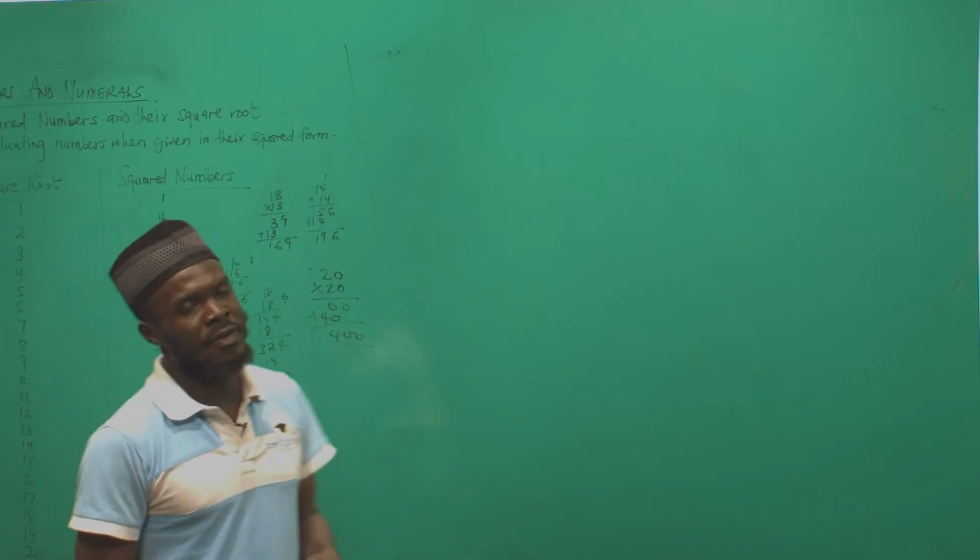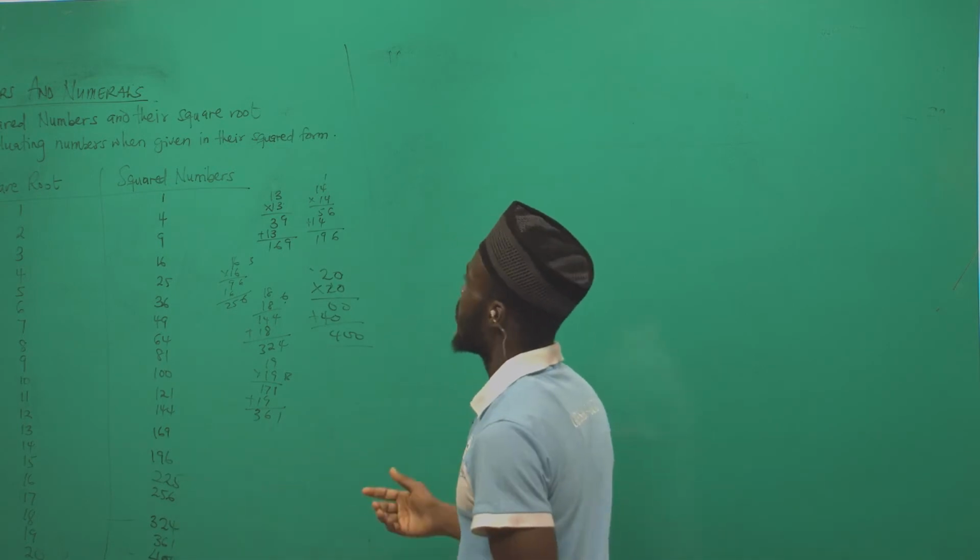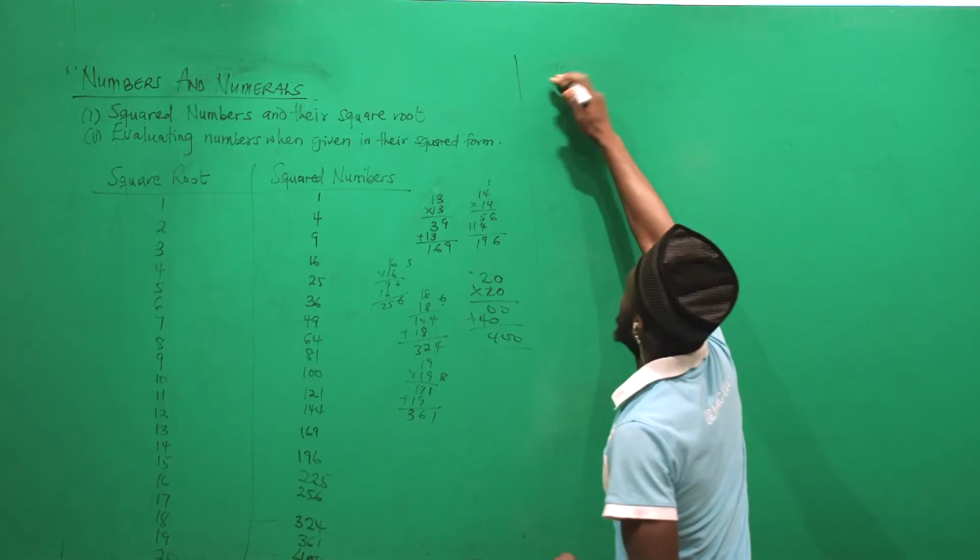Now let's go to the evaluating purposes. Now we've been able to learn this one. Sometimes a question will be given in the square root sign.